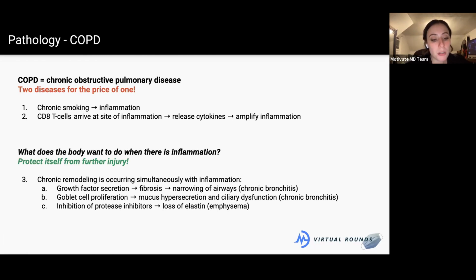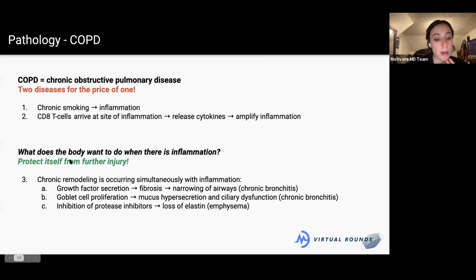Then you've got goblet cells we talked about, which can secrete mucus. They'll start proliferating and they'll be making tons and tons of mucus in order to try to get up that stuff that's in your throat and protect you from any more of that smoking inflammation. This also can contribute to that chronic bronchitis, so that nasty cough that you'll hear a lot.